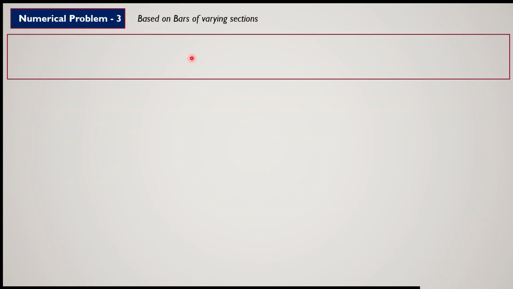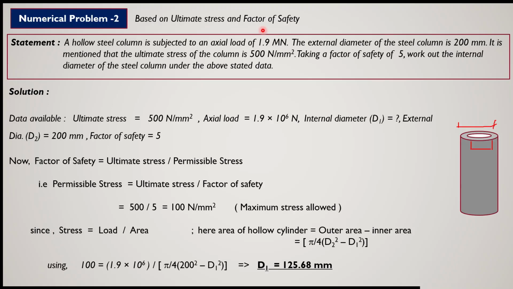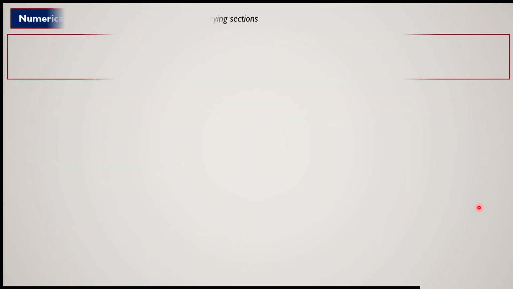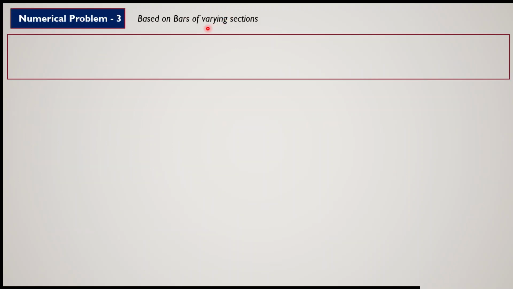Now the second problem, that means problem number 3. This problem number 3 is based on bars of varying cross section. If you have seen in the previous numerical, the cross section area throughout the length of the cylinder is the same. But if we are changing the area, that means there is one element but it has different areas of cross section, so the cross section area is varying, then what will happen? That type of numerical problem we will be solving in numerical number 3.